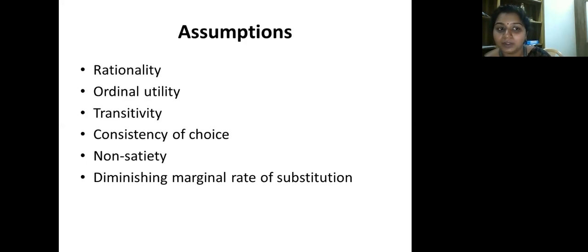Give more importance to the last four assumptions. What is transitive? A to B, B to C. Consistency is not going to change. Non-satiety: he is not going to be satisfied with his current level of satisfaction, always trying to reach a higher order of satisfaction. And diminishing marginal rate of substitution is the reason behind the shape of the indifference curve.